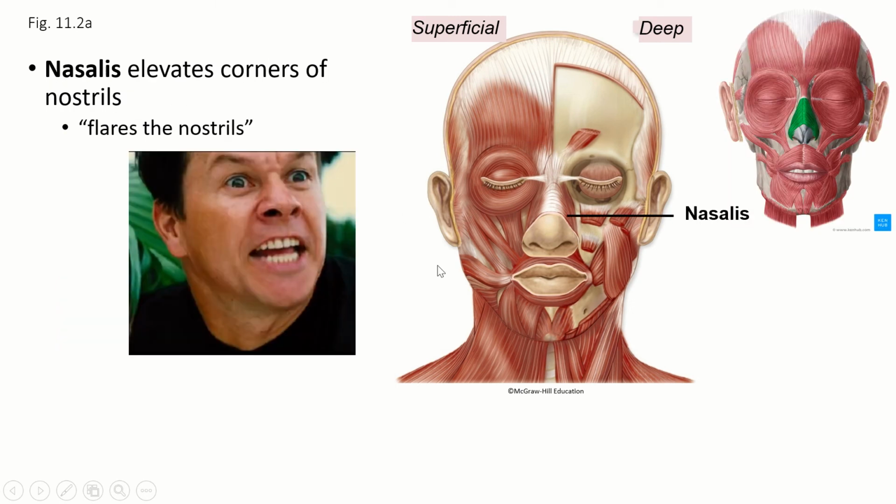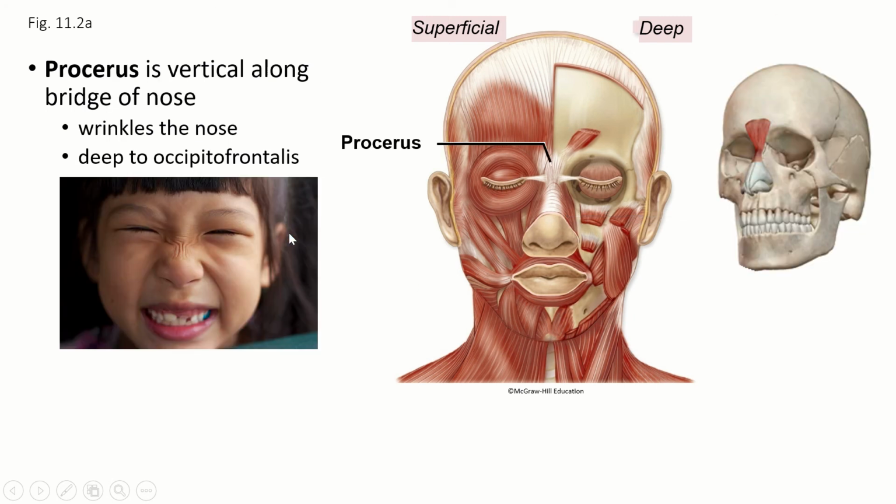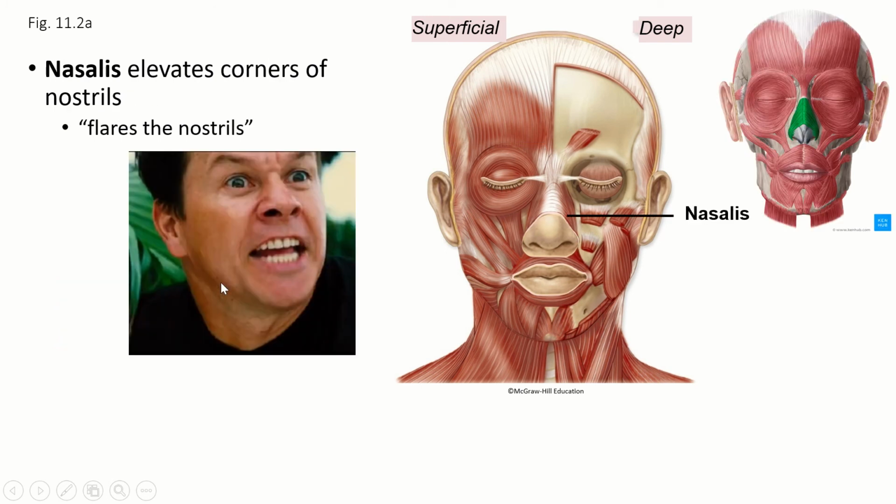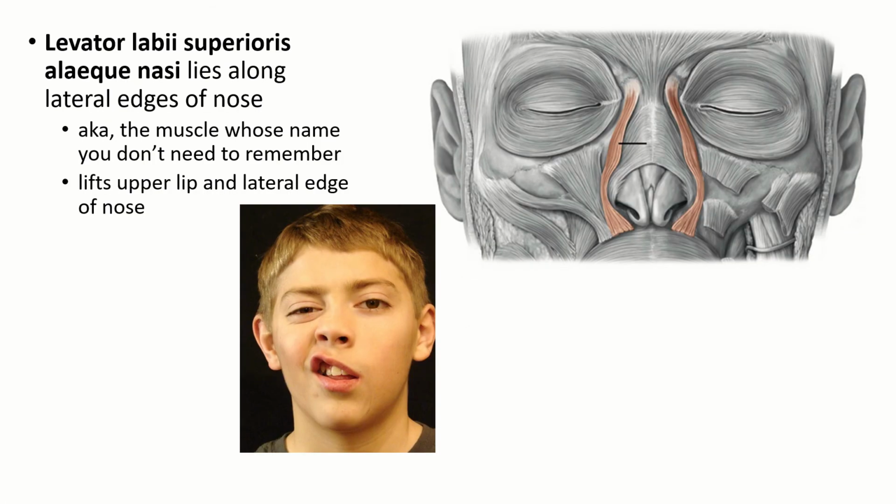Now the Nasalis goes across the bridge of the nose, across the cartilage part of the nose, and flares the nostrils out. So it pulls the nostrils out. This little girl's actually using her nasalis as well, creating these vertical wrinkles along the bridge of her nose. Okay, so the Procerus is creating these horizontal wrinkles. The nasalis creates those vertical wrinkles and flares the nostrils like that. Okay, that's the nasalis.